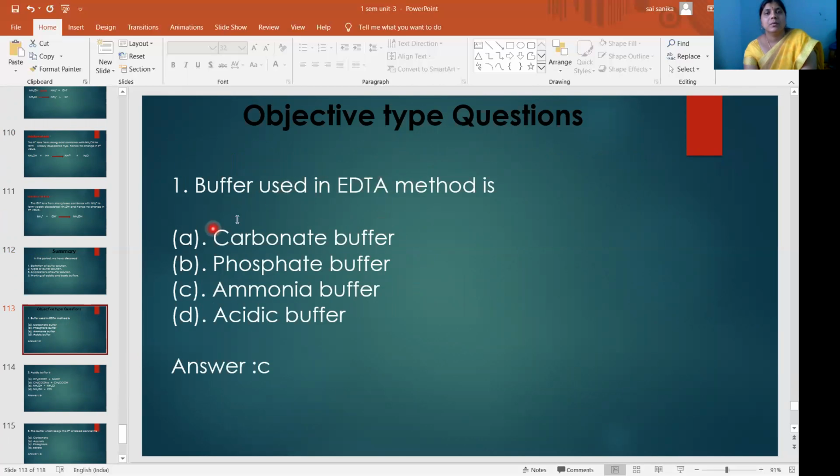The first one: buffer used in EDTA method. In EDTA method, which buffer is used? A, carbonate buffer; B, phosphate buffer; C, ammonia buffer; D, acidic buffer. So what is the buffer used in EDTA method? As I already told during applications, it is C, ammonia buffer.